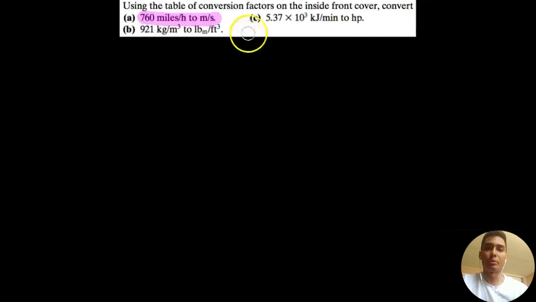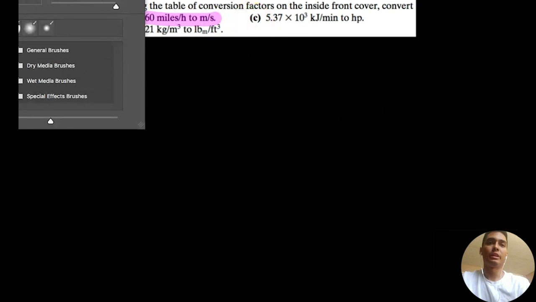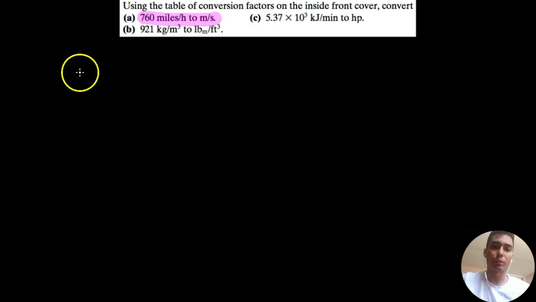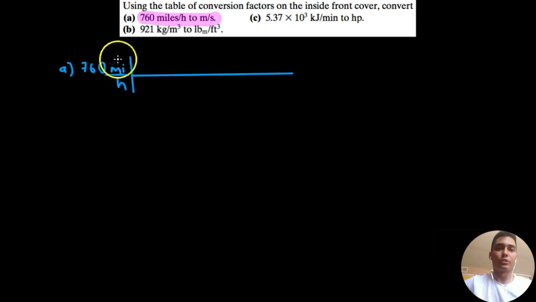But anyway, we want to convert 760 miles per hour to meters per second. If you watched the previous video, I talked about some of the introductory stuff for unit conversions, but we'll just do it again. So we want to convert 760 miles per hour to meters per second. First, let's convert miles into meters.